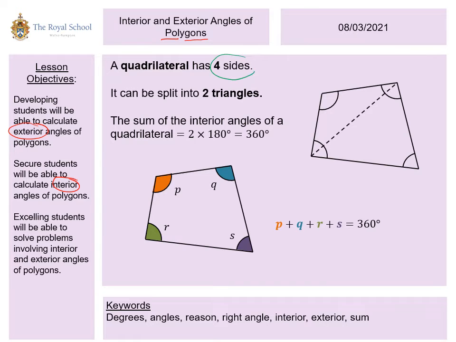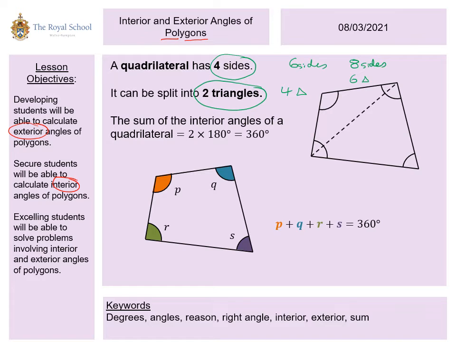If our shape has four sides, it can be split into two triangles. And there's a link here that the number of triangles is always 2 less than the number of sides. So a six-sided shape would be split into four triangles, and we do 4 times 180 to see what the angles add up to, the angle sum of that shape. And if it had 8 sides, we'd then have 6 triangles, so you'd need to do 6 times 180, and that would then reveal the interior angle sum, or that means the total of the angles inside the shape.